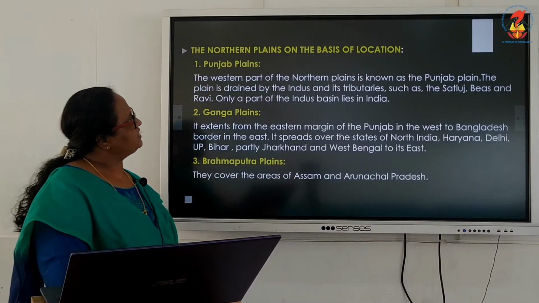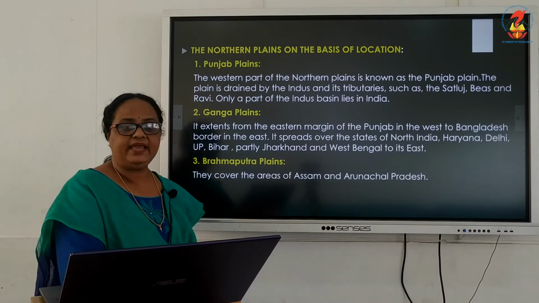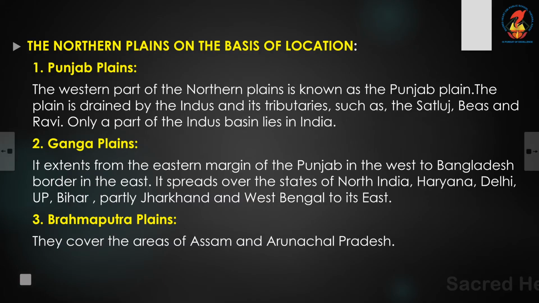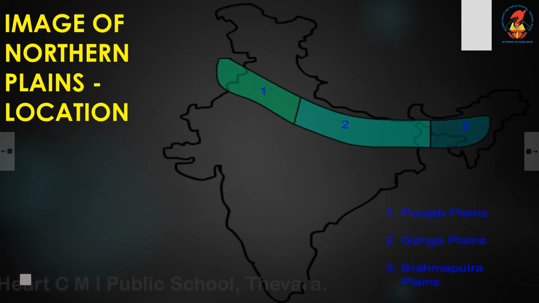Okay. Now next we have the northern plains on the basis of location. That is, the first one we have the Punjab plains, the Ganga plains and the Brahmaputra plains. See, this is the Punjab area. This is Punjab plains, this is Ganga plains and this is Brahmaputra plains.